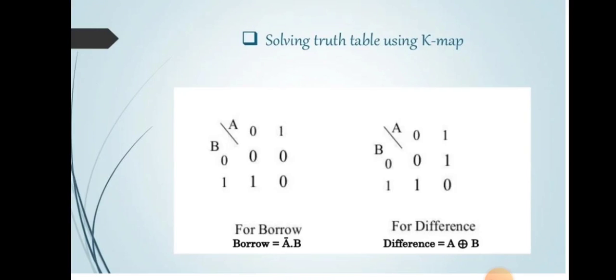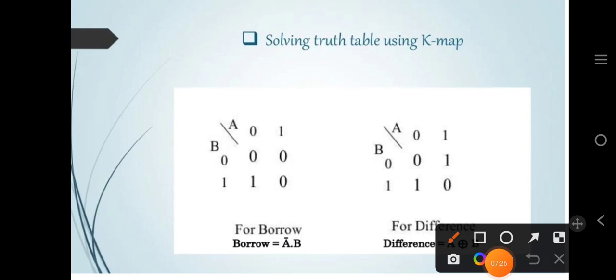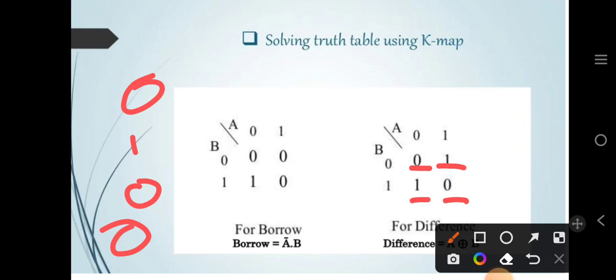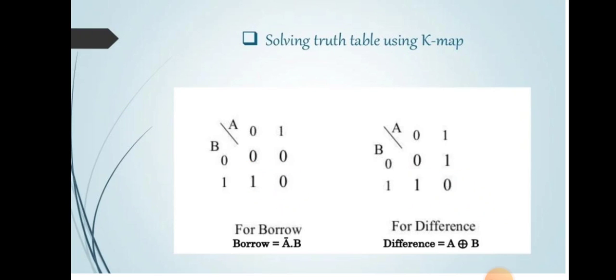Okay, so for difference, you know that the outputs were 0 1 1 0. So you have written it as 0 1 1 0. Now for the borrow table, the outputs were 0 1 0 0. So we have put 0 1 0 0. Okay, so like this we have put all the values of zeros and ones in the K-map.